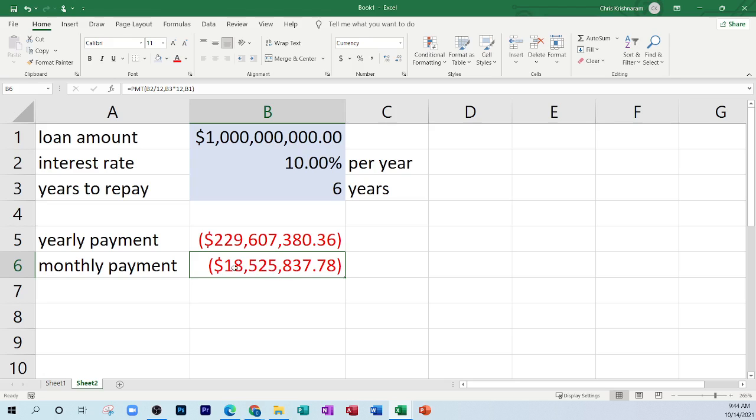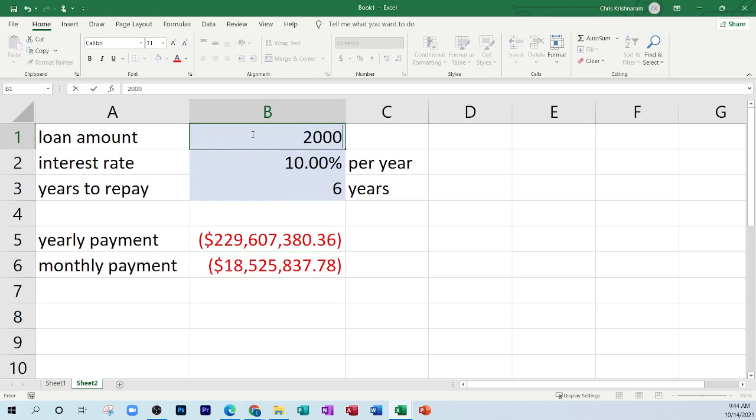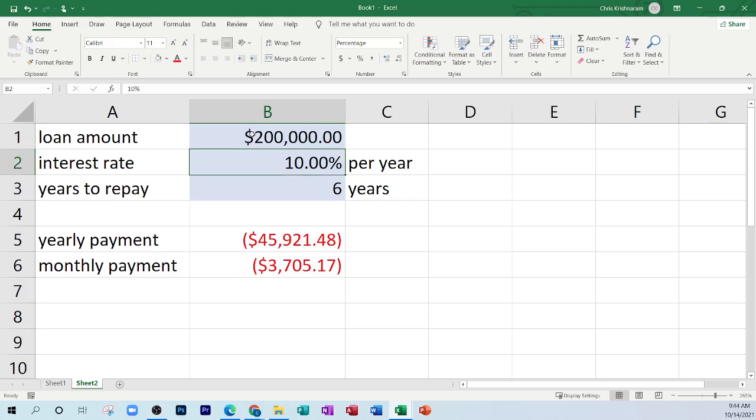So every month I have to pay 18. Let me reduce the number. So 200,000. So if I took a $200,000 loan, 10% interest, and I have to pay it back within 4 years, every year I have to pay 63,000 in that 4 years, and every month I have to pay $5,072.